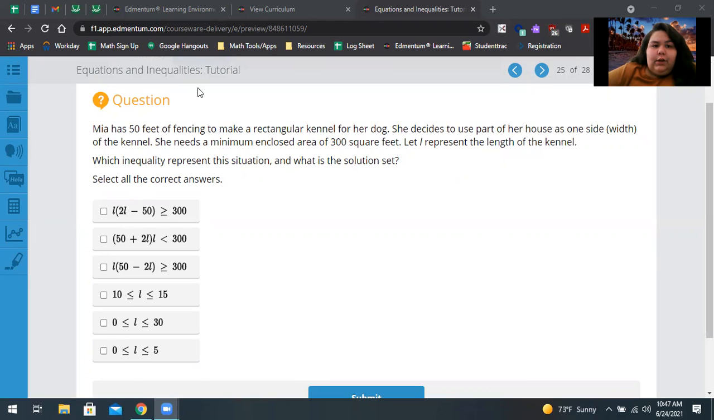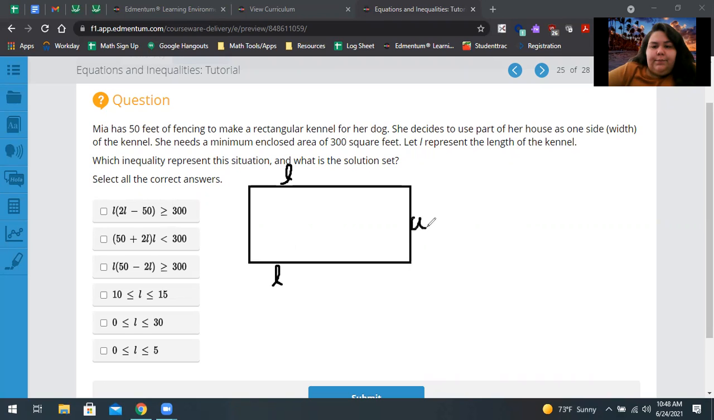Which equation? Okay. So if we consider, here's the kennel, right? Pictures are always worth a lot. Here's the width, so she has 50 feet of fencing, a total of 50 feet of fencing, right? Now she needs to consider, this is the length, this is the length. Here's the width, and here's the width. But there's one thing to consider. It says she decides to use part of her house as one side of the width of the kennel. So we're not going to include this side.